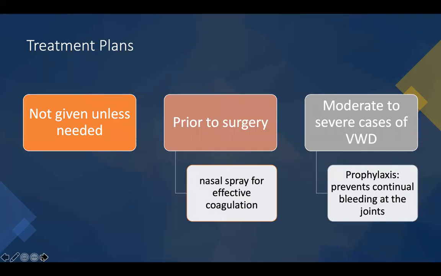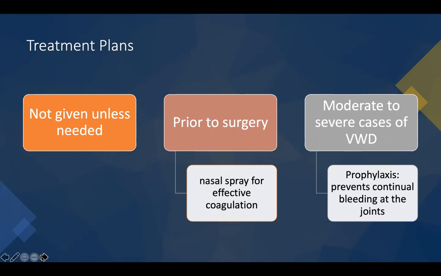So if patients show no signs or symptoms of von Willebrand's disease, treatment plans are not really given unless needed. However, it is important for all patients that are diagnosed with von Willebrand's disease to notify physicians before undergoing any surgical procedures, no matter how minor or severe the condition can be. Mostly patients are given a nasal spray before surgery, and that allows the blood to clot more effectively. With more severe forms of von Willebrand's disease, surgeons will have to take precautionary measures or not even operate, depending on how severe the condition is, because it is life-threatening.